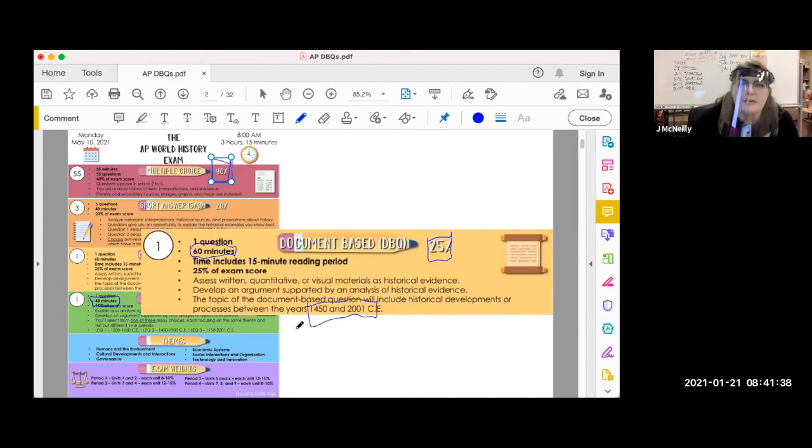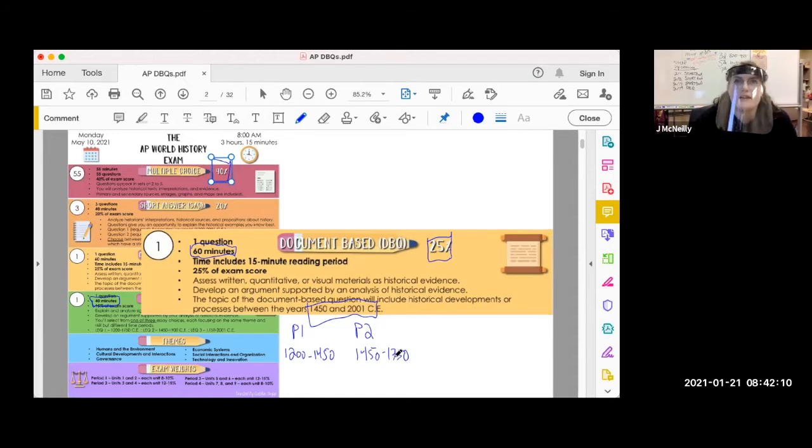If you remember what our periods are, period 1 is 1200 to 1450. So is your DBQ going to be on period 1? No. Okay, your LEQ could be, your SAQ could be, your multiple choice could come from period 1, but not the DBQ. Period 2, which is what we started in January that we're still in right now, is from 1450 to 1750.